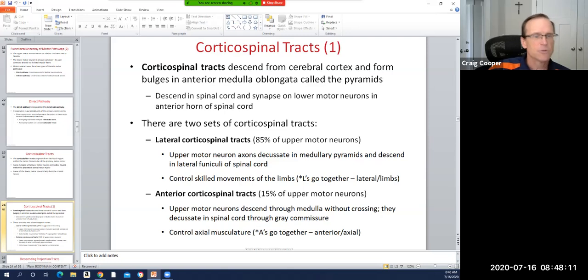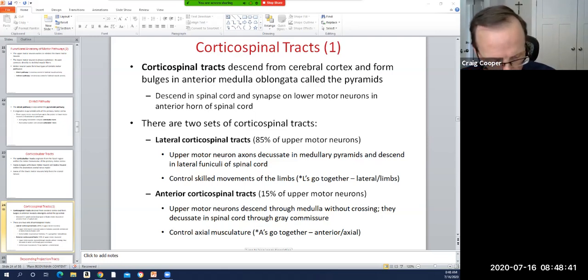So when we're talking about controlling erector spinae, rectus abdominis, internal and external obliques, that information is going to be carried on this anterior corticospinal pathway. But if I'm trying to run, jump, kick, throw, those are going to be carried on those lateral corticospinal pathways because that's where the motor function for the limbs is controlled. Okay, so lateral for limbs, anterior for axial, for the trunk.